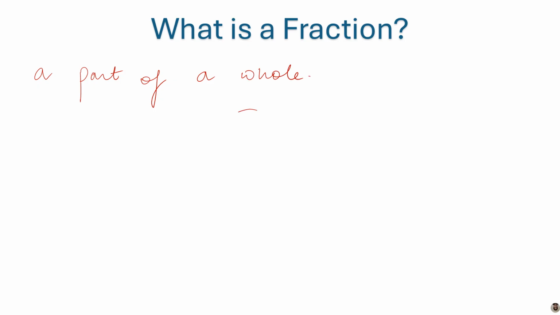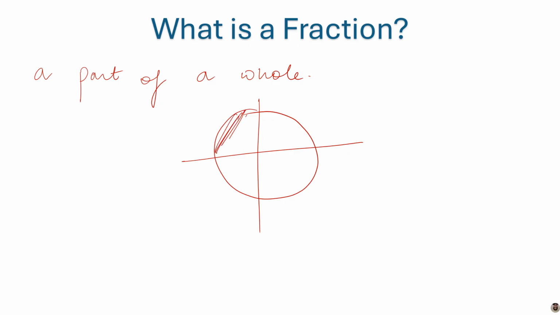So imagine you have a whole pizza, okay, and I divide this pizza into four equal parts. And if I shade one part here, I will be calling this a fraction. Now, does this make some sense to you? Because fractions are part of a whole. So, what is the whole here? The whole is the whole pizza. And what is a part? Part is that one part that I have shaded, right?